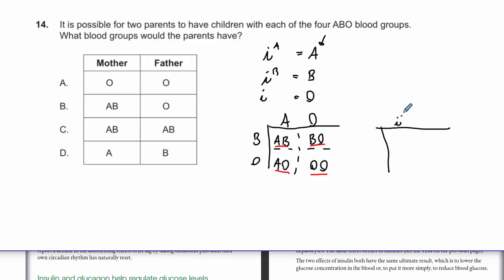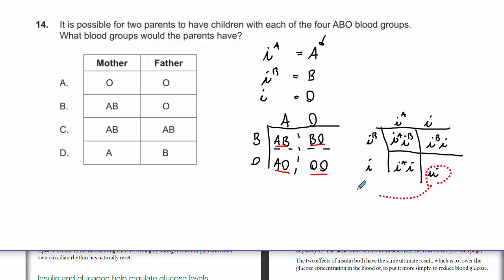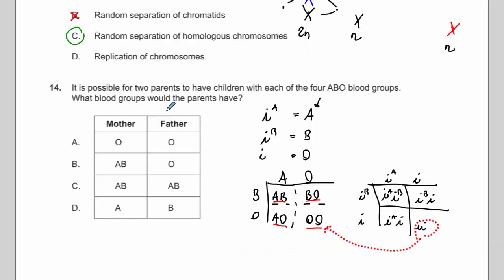So I A I B, I B I, and then I A I, and I I. If you are a stickler for genotypes, it would be like this. This would actually be blood type O. So we have created the 4 genotypes.